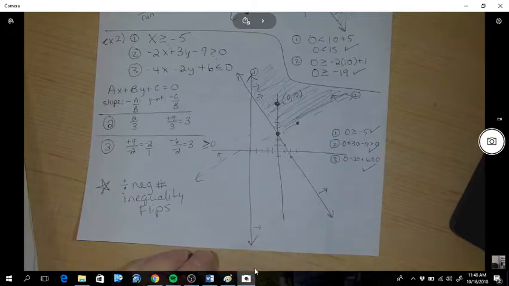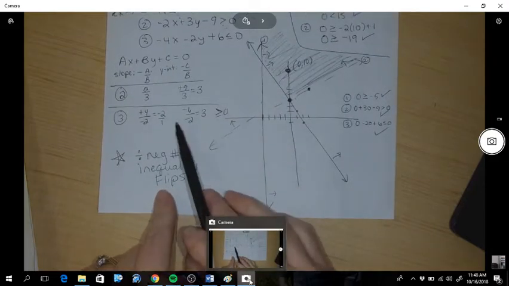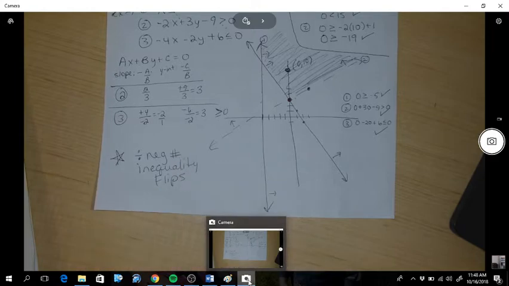Okay? Solid lines for equal to, dashed for not equal to, and please remember this rule when you're doing your algebraic work. If you have to divide by a negative, it flips.